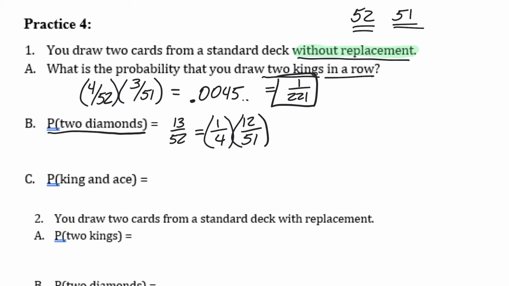So we multiply this together and we get 12 over 204. Both of those are even numbers, so we know this is going to reduce. And it reduces to a 1 in 17 probability.